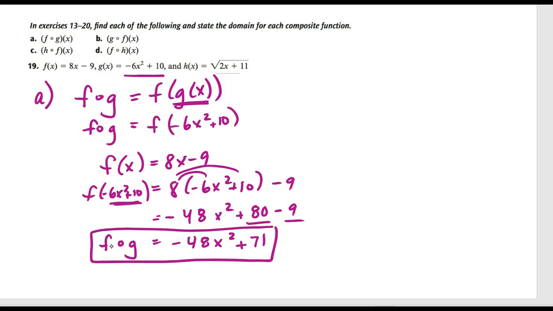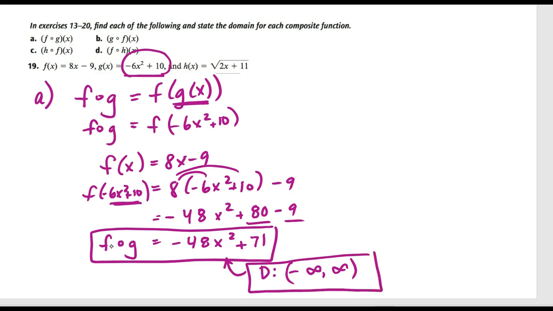Now, we want to find the domain. So we first start by saying, what would be the domain of this composite function, just the way it looks at it? This is a parabola, so we know our domain is negative infinity to positive infinity. But we have to check and be respectful of the input's domain. And our input is g of x, which is negative 6x squared plus 10. The domain of this is also negative infinity to positive infinity, so we're okay. We don't need to add any restrictions. Let's try the next part.